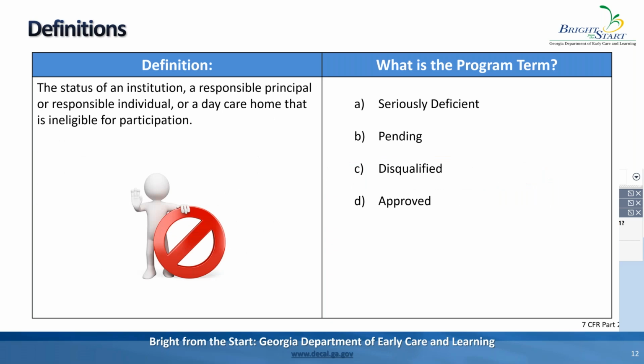A responsible individual or daycare home that is ineligible for participation. Is it A, seriously deficient? B, pending? C, disqualified? Or D, approved? Disqualified is your answer.